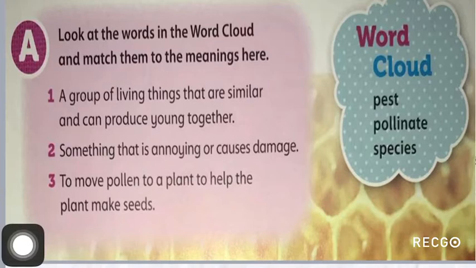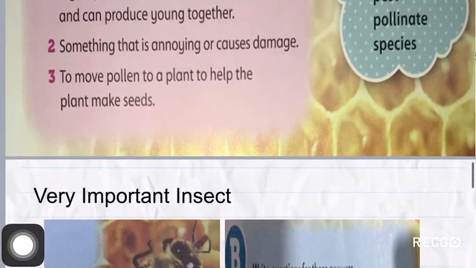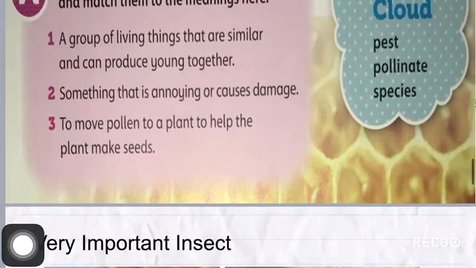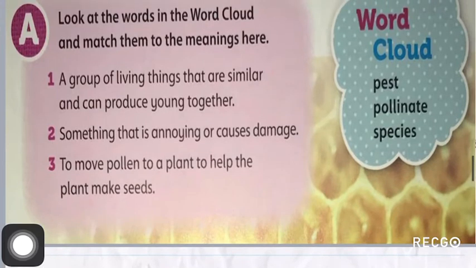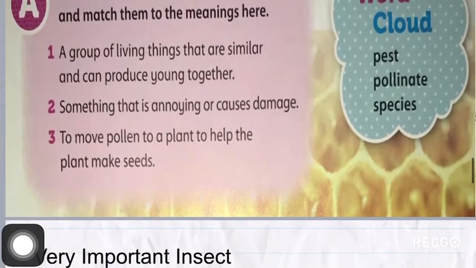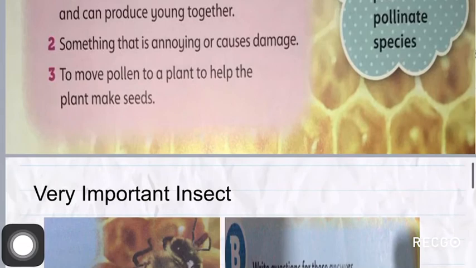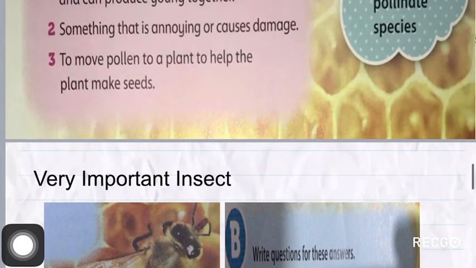Point number 2, something that is annoying and causes damage. What is the thing which can cause damage? Can pollinate cause damage, or can pest cause damage? In the same way, point number 3, to move pollen to a plant to help the plant make seeds. I don't know what word we will use for this meaning. So these are the 3 lines and these are the 3 words. You have to think about them and give the meanings.